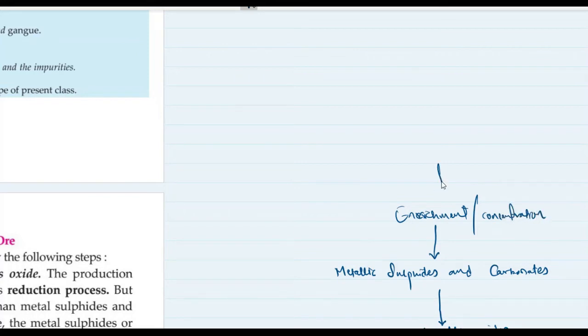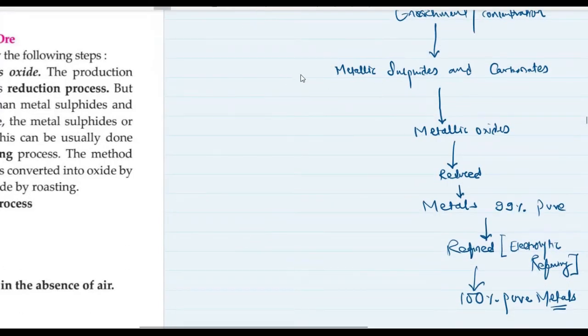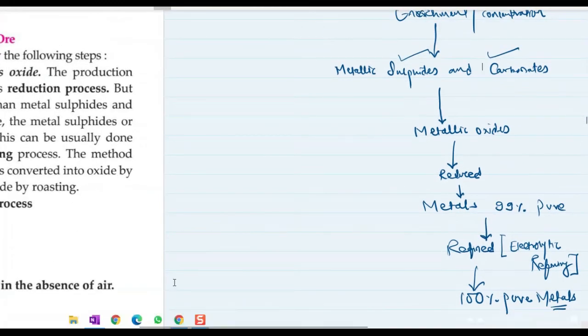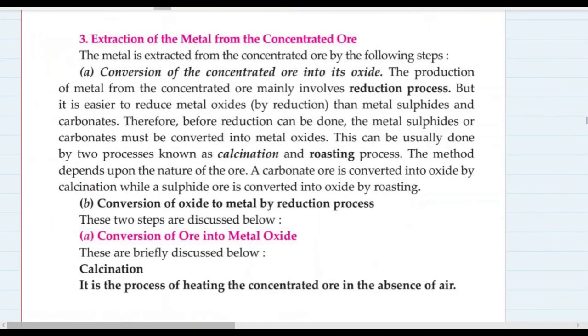of ore. Before that, I think it was crushing, enrichment, and the extraction. Okay, in the extraction process, if we have got sulfides and carbonates, they are to be converted into metallic oxides. If we directly get oxides, then reduction, then we get 99% pure metal, then refining by electrolytic refining, and then pure metal. That is the whole story I told you in short.